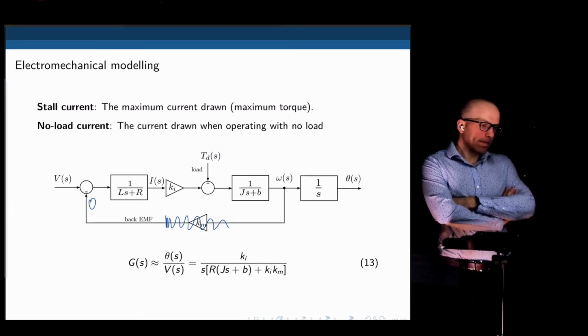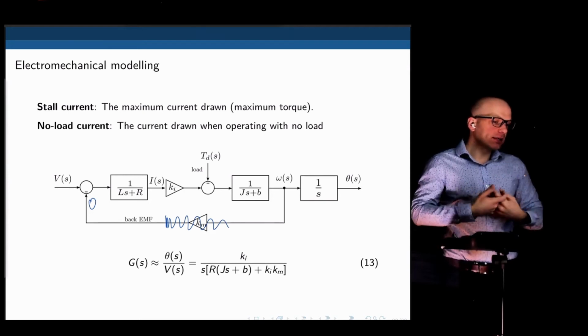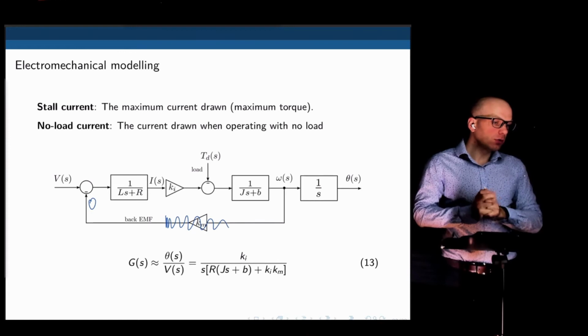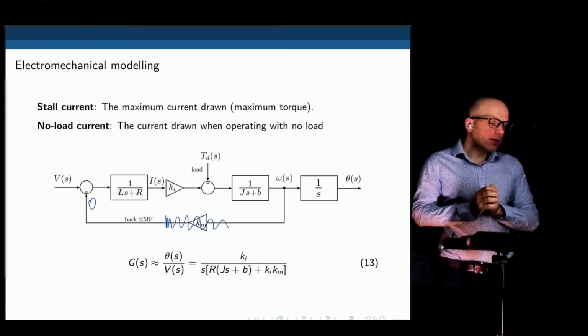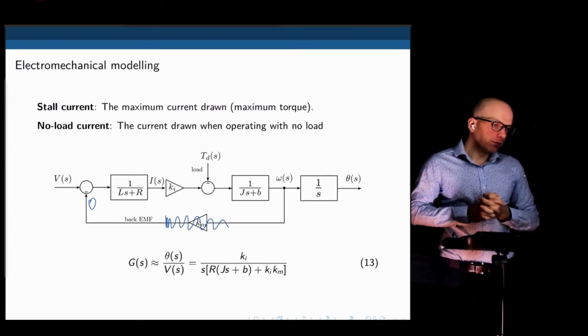Can you hear me? Yeah. Isn't it like the natural weight of the actual motor itself? That would be more the case, I think, with the generator. With the generator. In this case, it would be friction.